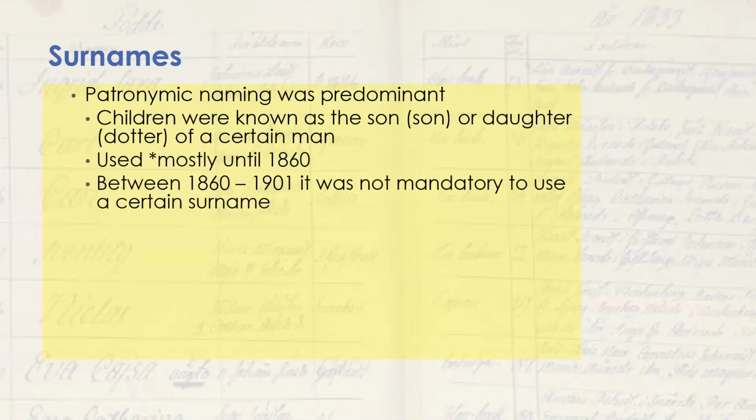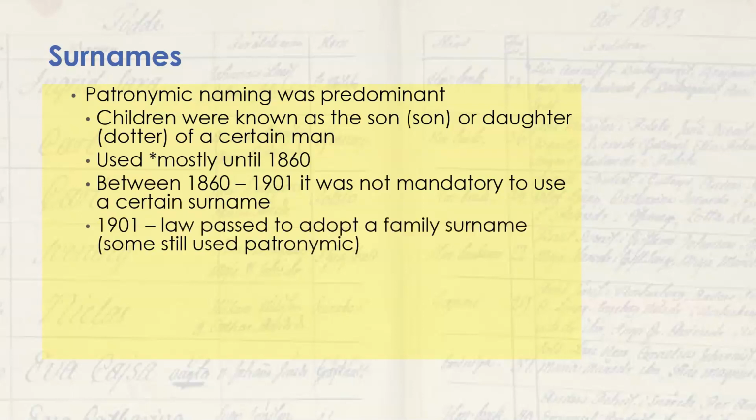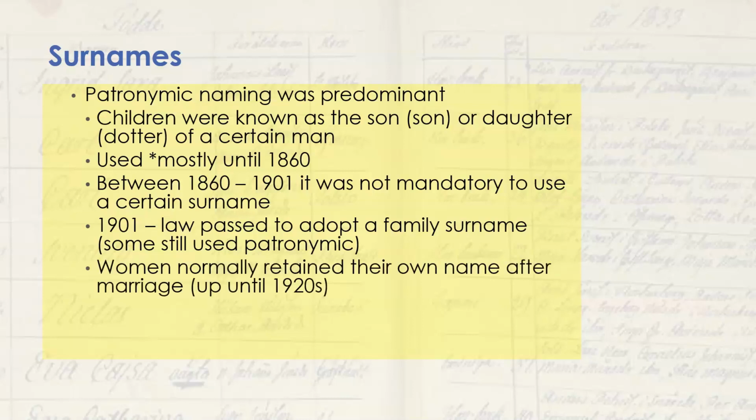Between 1860 and 1901, it was not mandatory to use a certain surname, and then in 1901, a law was passed to adopt a family surname, although some still used the patronymic system. One good thing that's helpful in your research is that women normally retained their own name after marriage up until around the 1920s, especially if their husband had a patronymic surname.